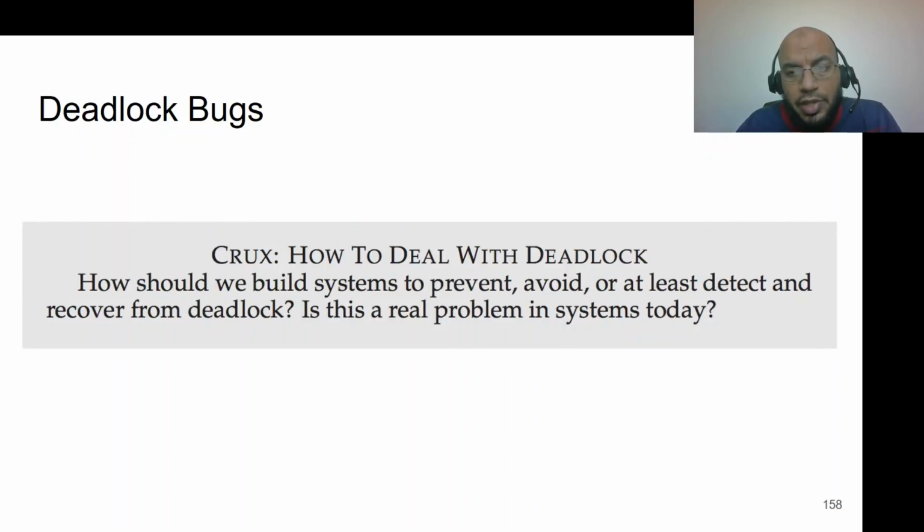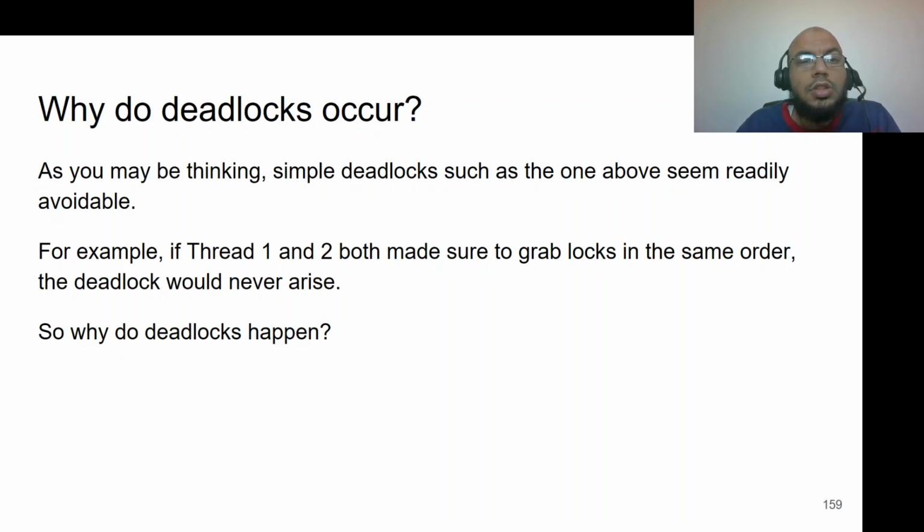So how do you deal with deadlocks, or at least try to detect and recover from deadlocks? The simple deadlocks, of course, are very simple to solve and to actually spot even.